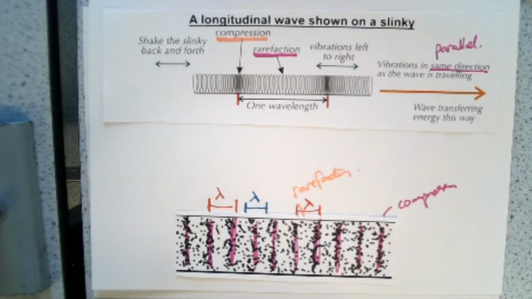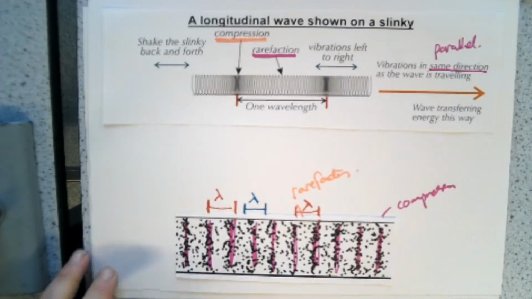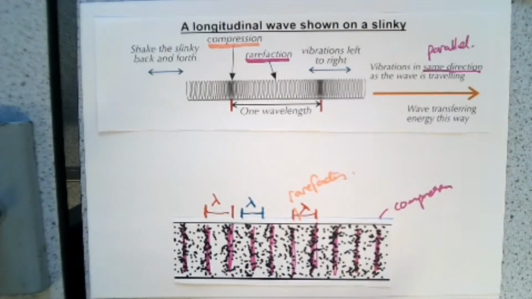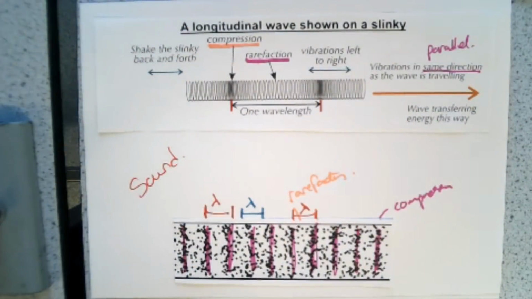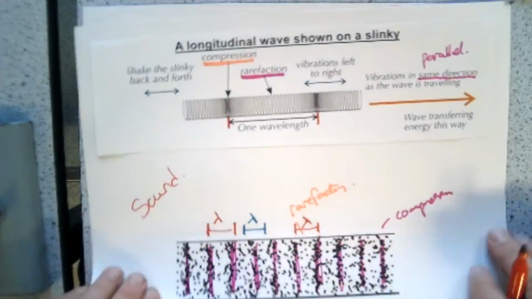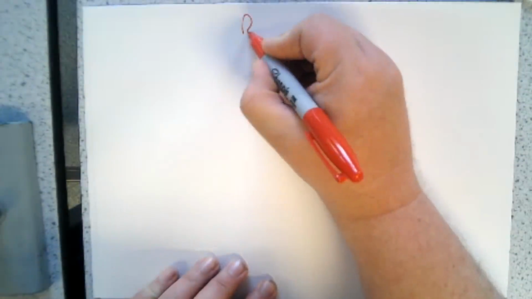Now, you only need to remember, okay, one example of a longitudinal wave, and that is sound, all right? So just remember that transverse waves are any part of the electromagnetic spectrum and water waves, whereas longitudinal waves are only sound waves, okay? Now, I'm going to go on and just look at how waves actually behave, all right? We're going to look at refraction.